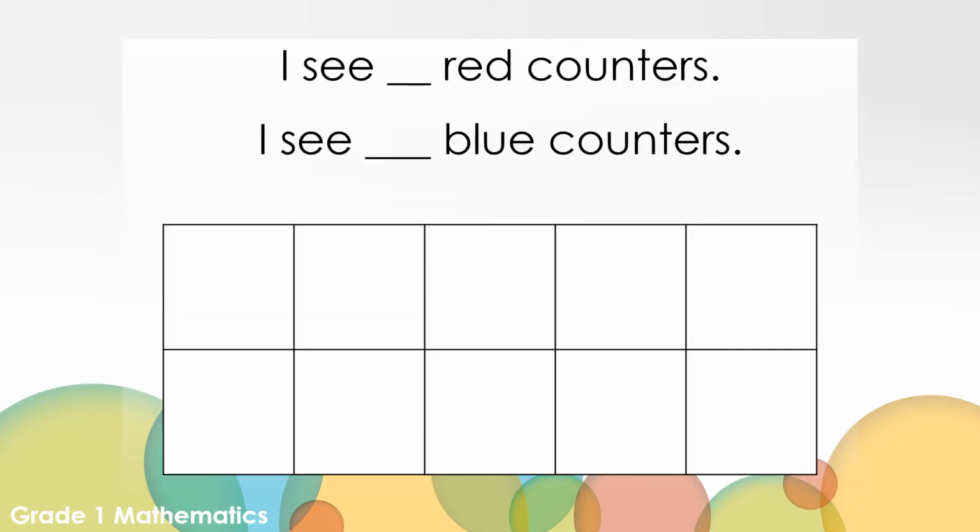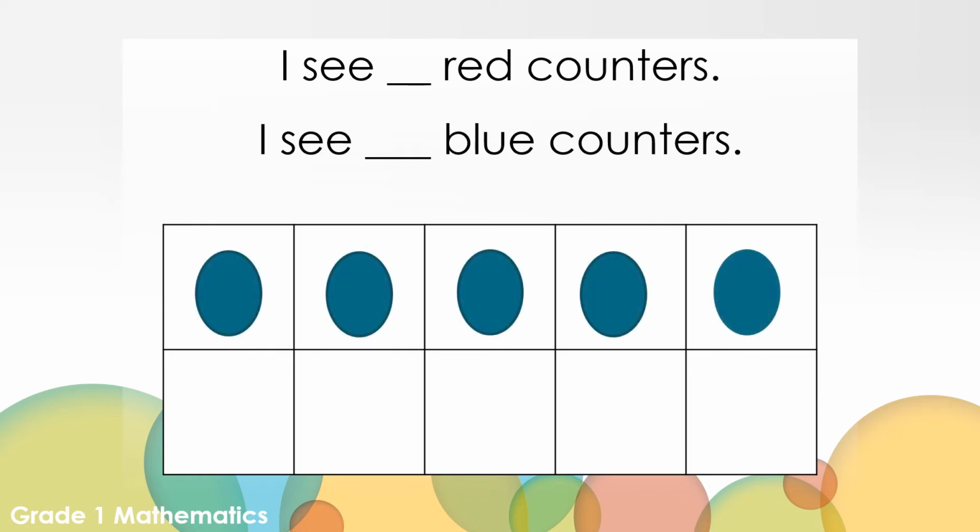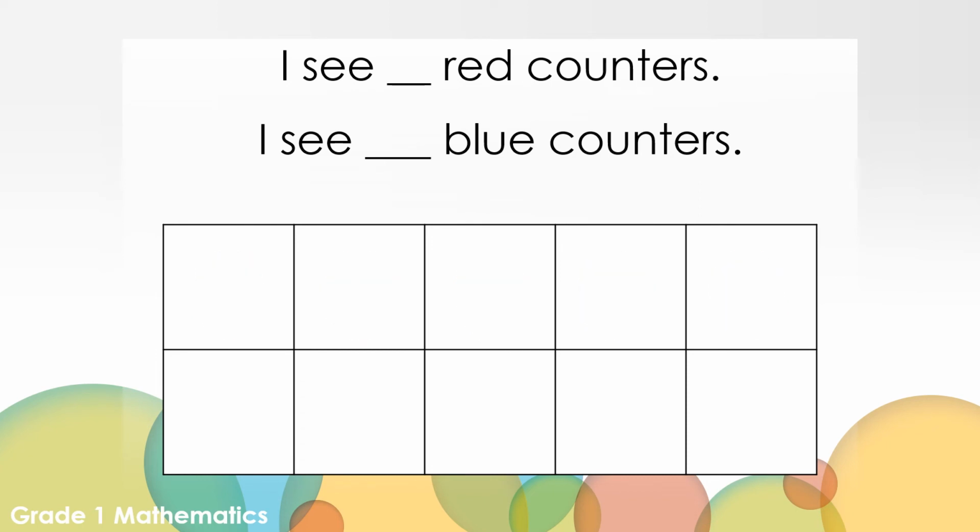I wonder if this is the one you were thinking of. Here it comes. How many red counters do you see? There are 0 red counters. How many blue counters did you see? There were 5 blue counters. 0 plus 5 equals 5.